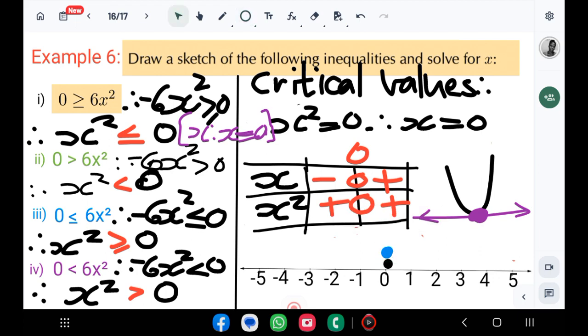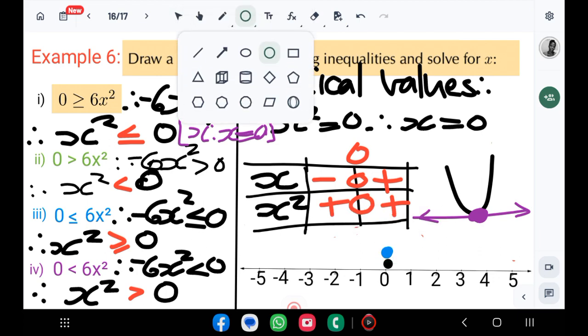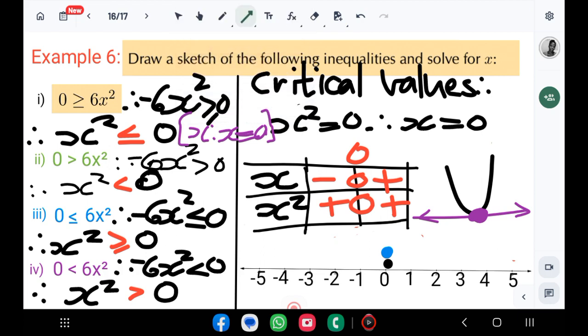I need to have my number lines pointing in both directions. You've got this one pointing this direction to show that you're including everything, and the other one looking the other side, meaning everything on the number line is included. All real values of x are included here. All right, now number 3 is done. Let's look at number 4.